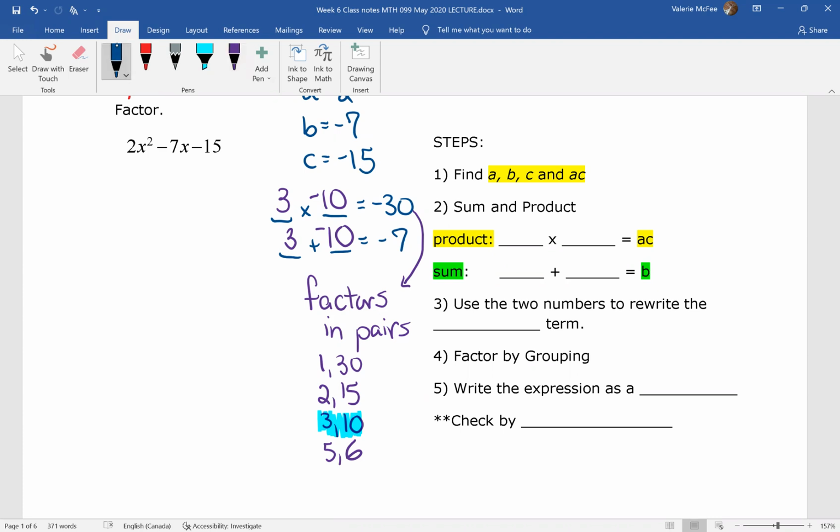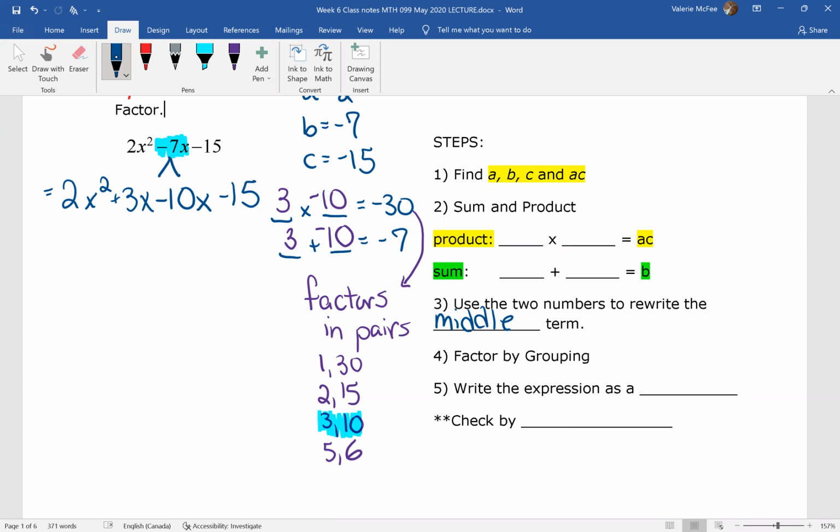So we're going to use those two numbers to rewrite the middle term. We have 3 and negative 10, and we're going to use the 3 and negative 10 to rewrite this term. So we keep the 2x squared. We use plus 3, and there's an x there because it has to equal negative 7x, and the negative 10. So those two terms give us negative 7x minus 15.